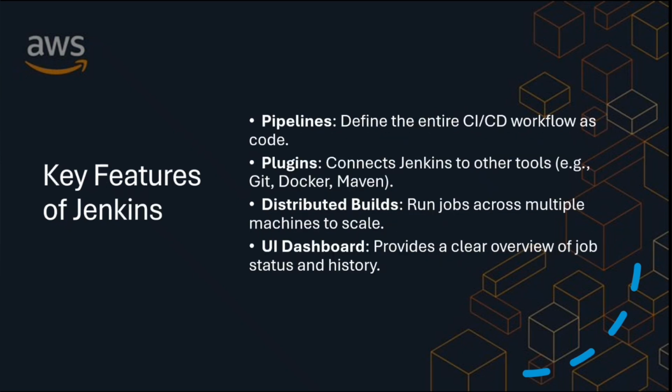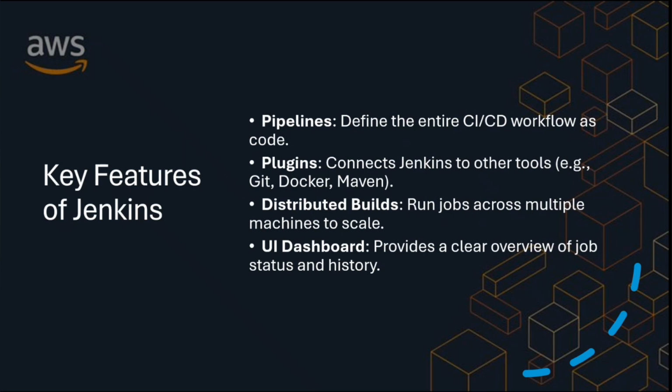Now let's look at the key features that make Jenkins such a flexible, powerful CI/CD engine. First, we have pipelines. This is the modern standard, allowing you to define your entire CI/CD workflow, that is the stages, the steps, and the commands, as code within a Jenkinsfile. This brings version control and consistency to your build process.